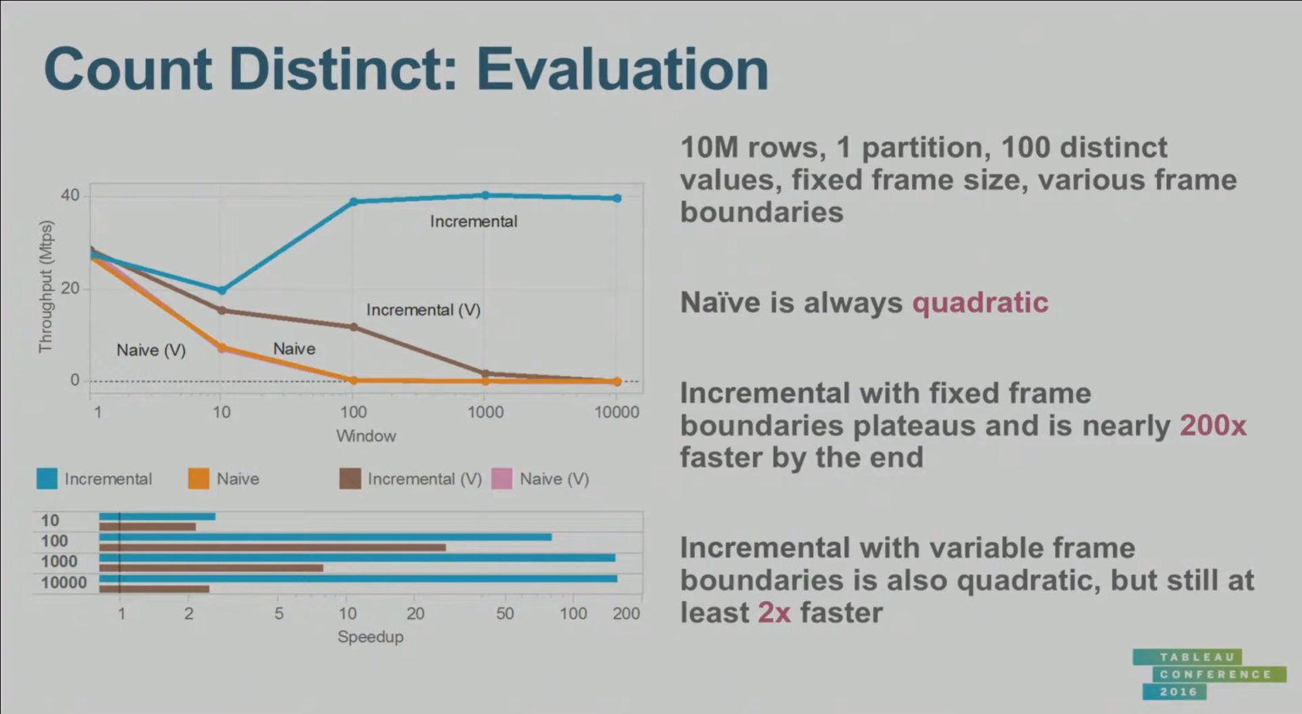So the naive algorithm is always quadratic, and that's the one that's curving down at the bottom there. The incremental one, once we get around some refresh issues, when you get up to about 100 or 1,000 or 10,000, becomes linear as we expected. But even when we're varying the frame a lot, we can still get a significant improvement in performance with the incremental V curve there, which is the variable frame, but using our incremental algorithm. And even when we get up to a window size of 10,000, it's over twice as fast as the naive approach.